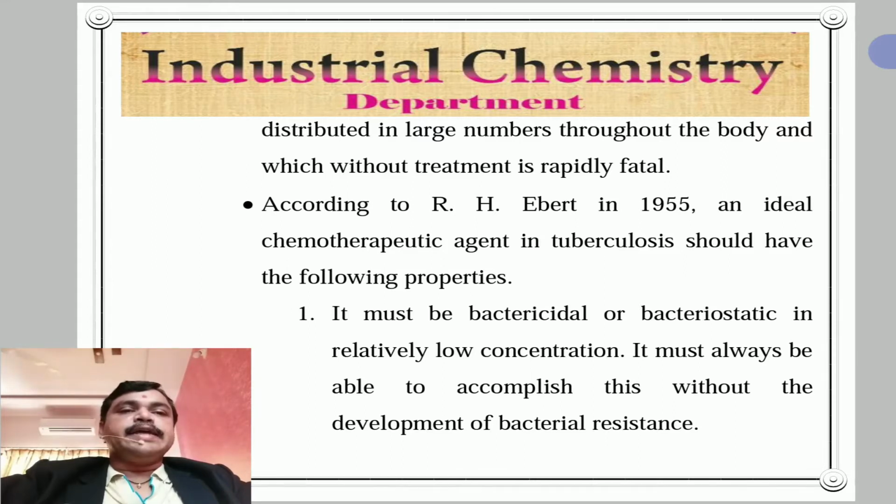According to R.H. Ebert, the name of a scientist, in 1955, an ideal chemotherapeutic agent in tuberculosis should have the following properties. We see this class or classification of chemotherapeutic agents, and in this classification the word anti-tubercular. Some properties are described here.